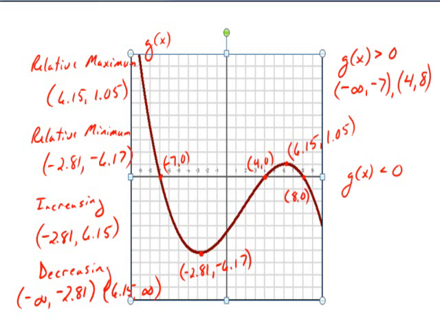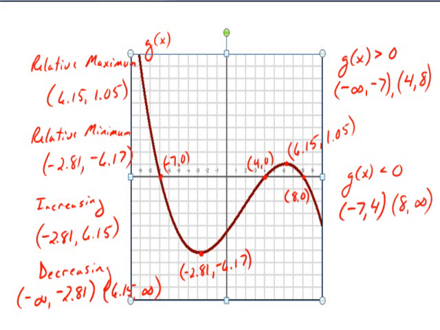Down below, g of x is less than 0. Where's the curve below the x-axis? This occurs from an x value of -7 to an x value of 4. And it also occurs from an x value of 8 off to infinity.